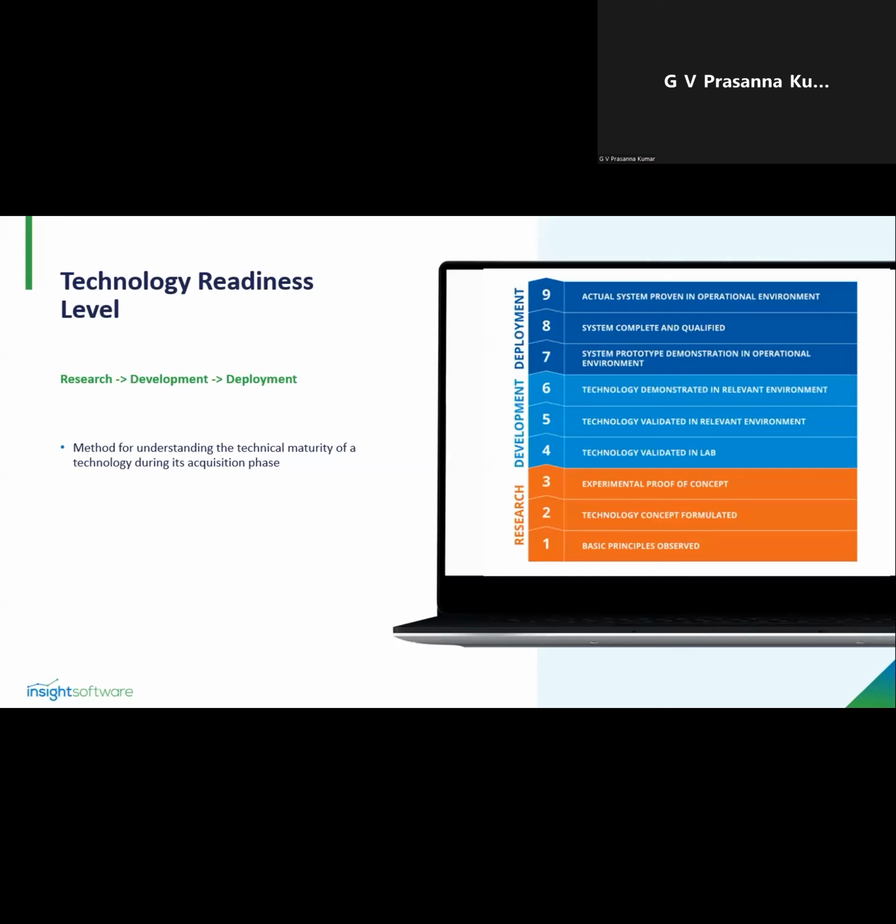Okay. Now, what does this technology readiness level indicate? Let's get into the historical aspects of technology readiness, when this was implemented.